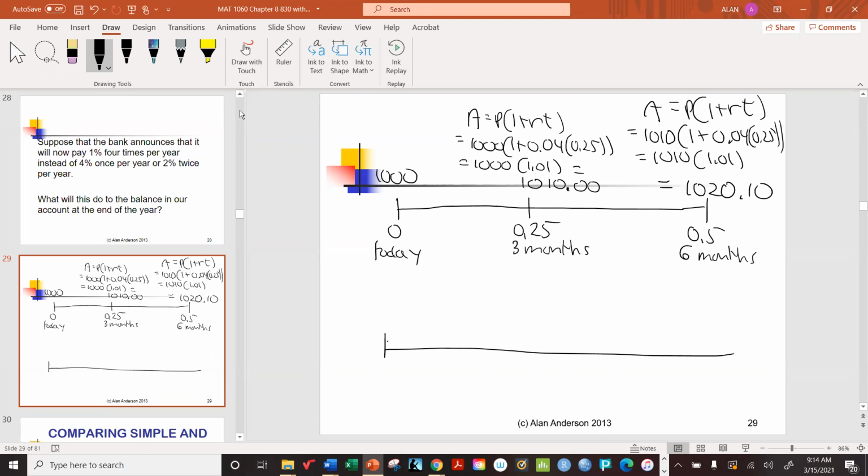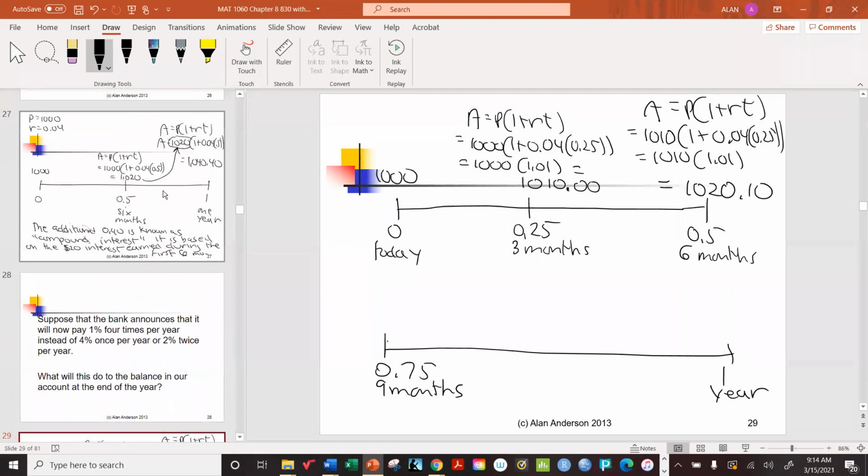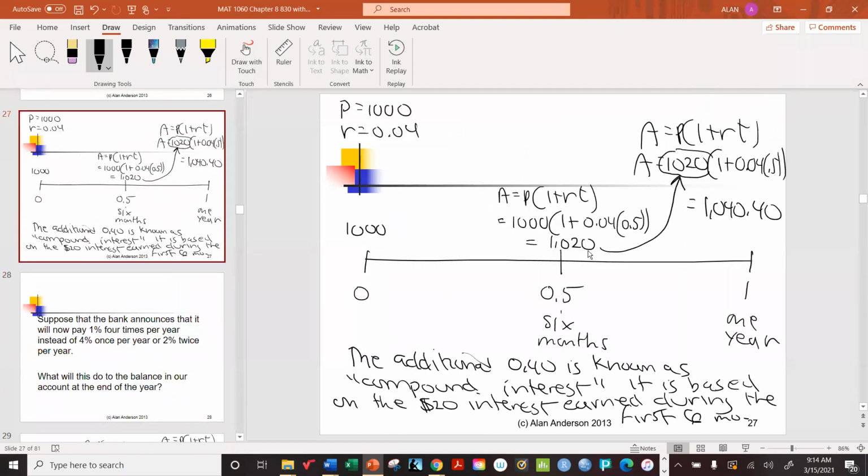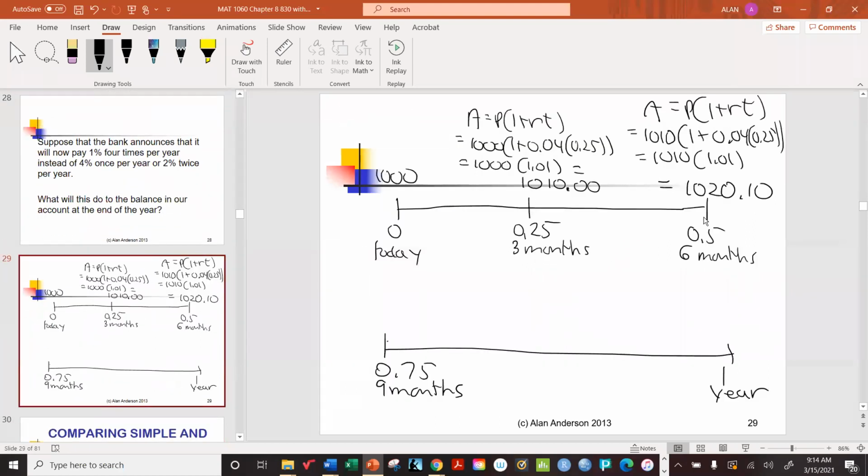And I guess this could be 3/4 of a year, and this could be a year. Now, by the way, I want to point out that already we're ahead of the previous example, because if you notice, after 6 months, in this case, we only had $1,020. Here we have 1,020.10. So already we're ahead of the game.